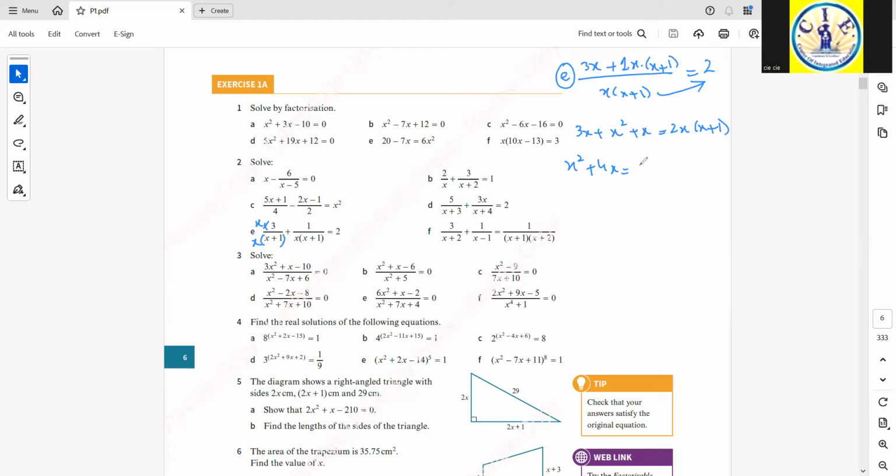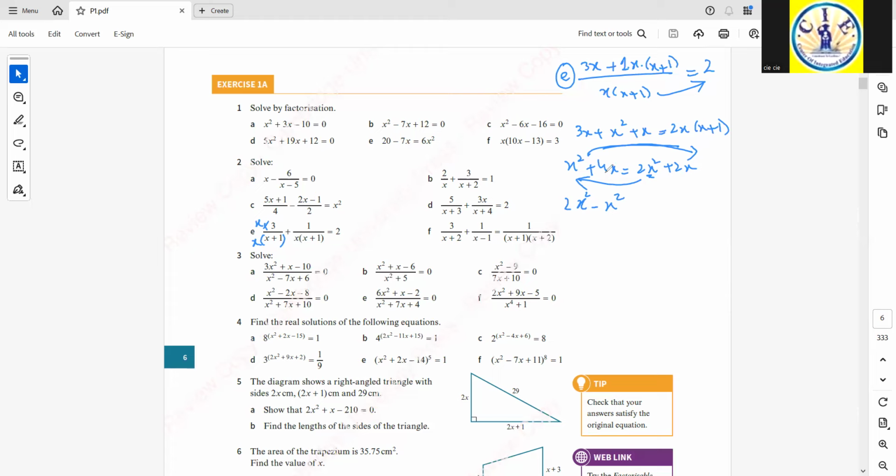x squared plus 4x equals 2x squared plus 2x. Okay, let me shift these two to the other side. Perhaps you would be confused about which terms need to be shifted to the other side. The main thing that I follow is that instead of shifting this to this side, I shifted these two terms on the right side, so that I can subtract the smaller terms from the larger ones in case of x squared terms only.